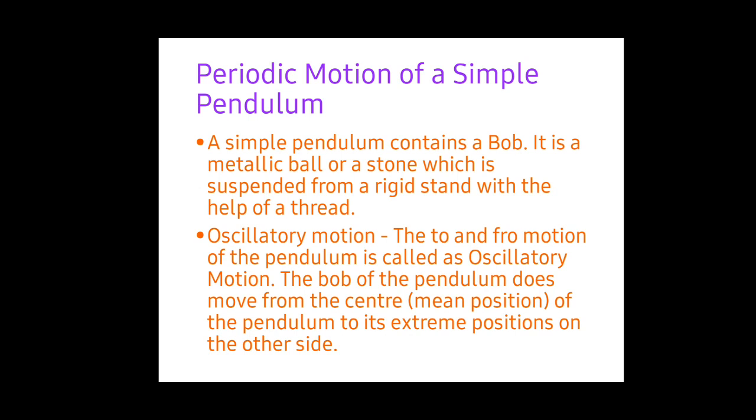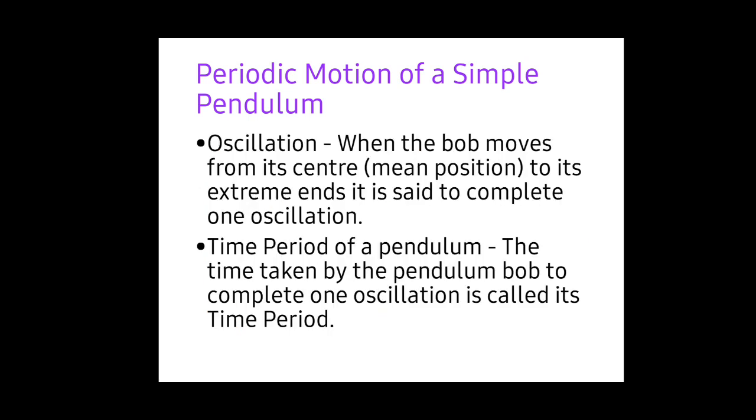The bob of the pendulum moves from the center of the pendulum to its extreme position on the other side. When the bob moves from its center to its extreme ends, it is said to complete one oscillation. And the time taken by the pendulum bob to complete one oscillation is called its time period.